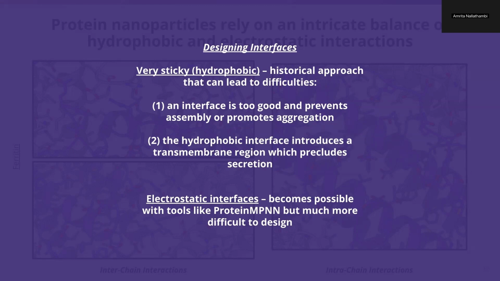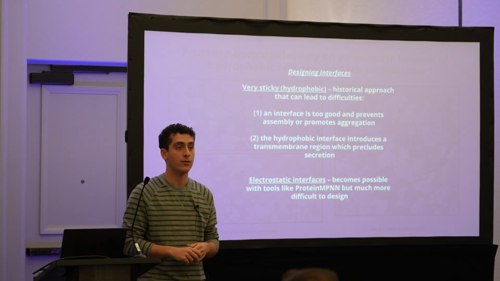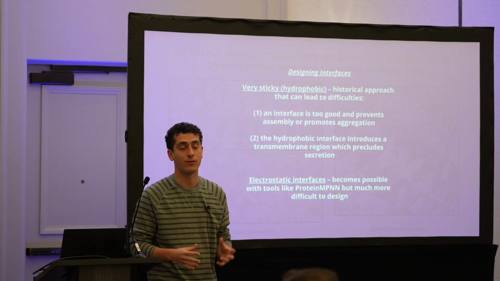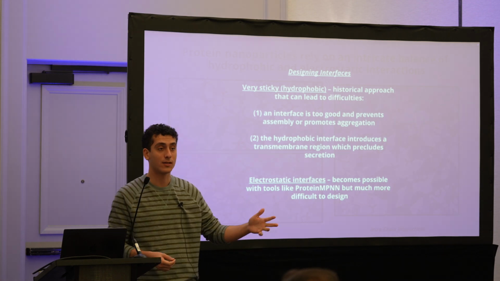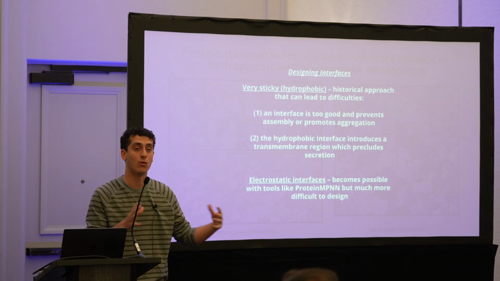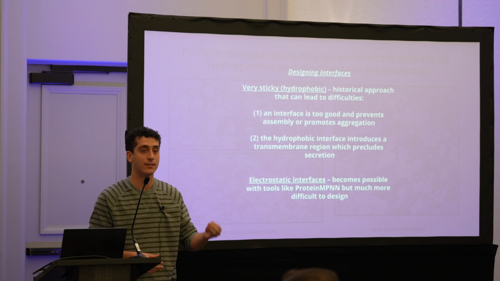The other thing is, especially in the field of bio-related stuff, you usually need to produce these in human cells or mammalian cells. And if you have very hydrophobic interfaces, that can lead to transmembrane regions in your proteins that prevent secretion from your cells. And so those are the two big issues that we have when we create these hydrophobic interfaces. However, Rosetta historically has been very good at that, and so a lot of the older nanoparticles have these very sticky interfaces.